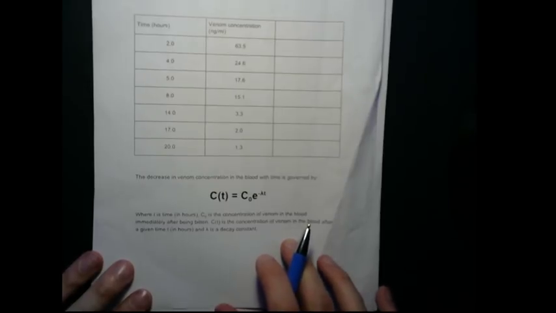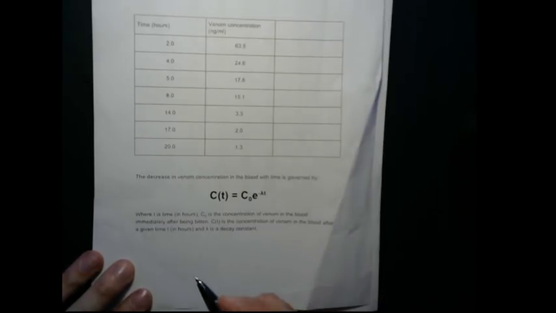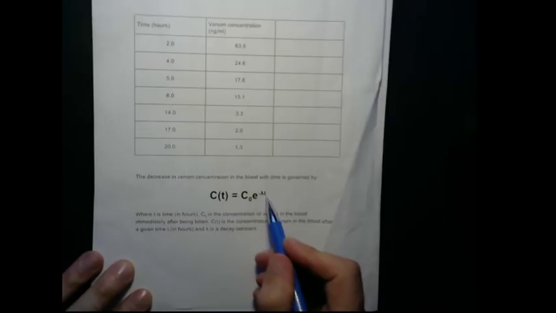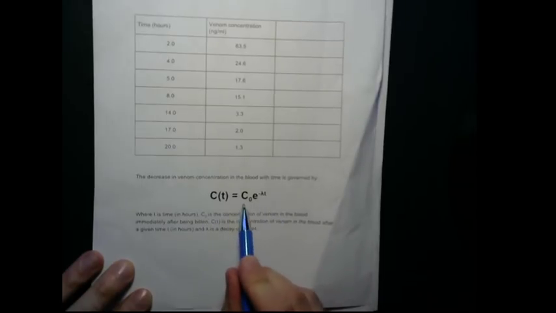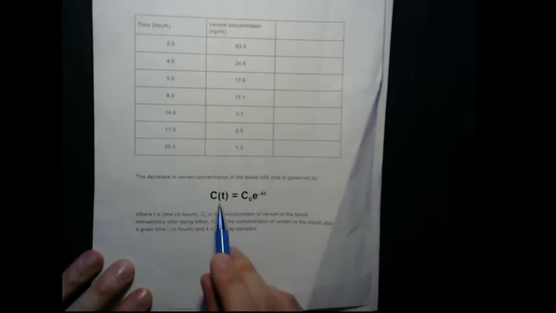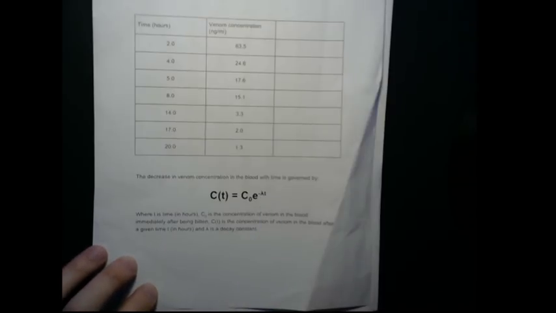And that says where time is t. C naught is the concentration of venom in the blood immediately after being bitten, and this C is the concentration of venom in the blood after a given time t in hours. Lambda is a decay constant. Okay, now if you were to just draw that, what would it look like?